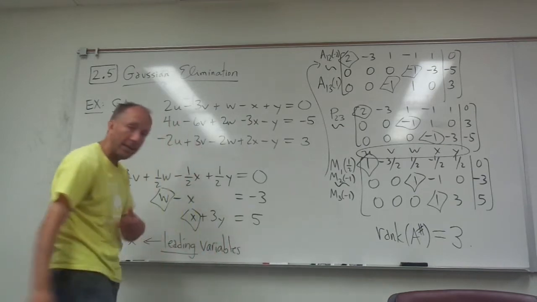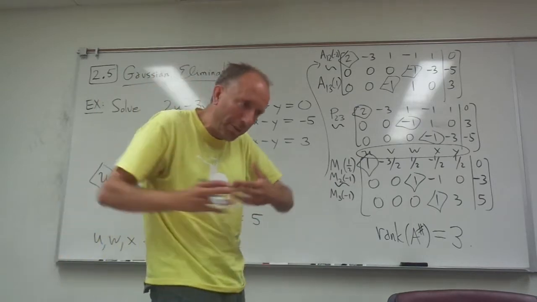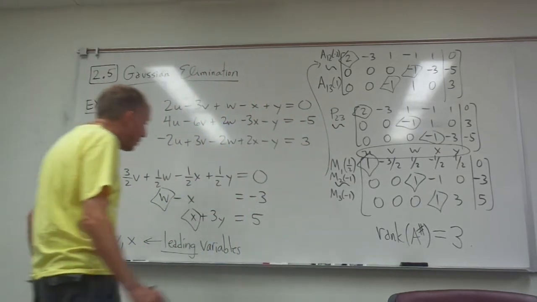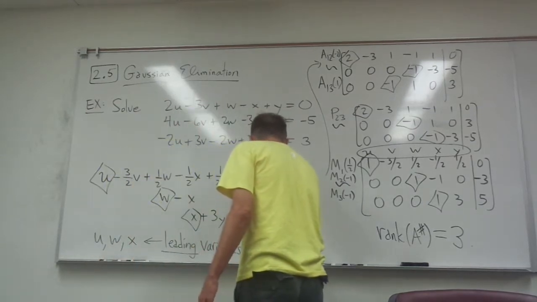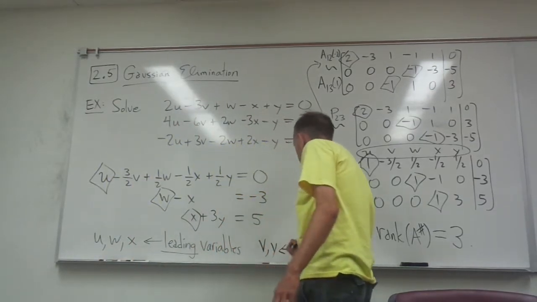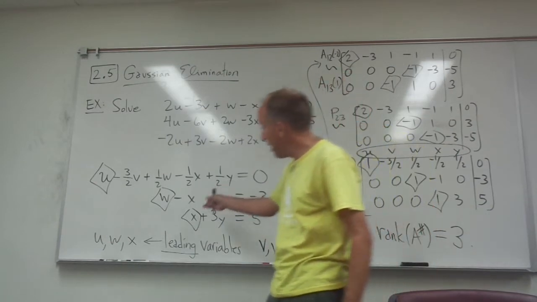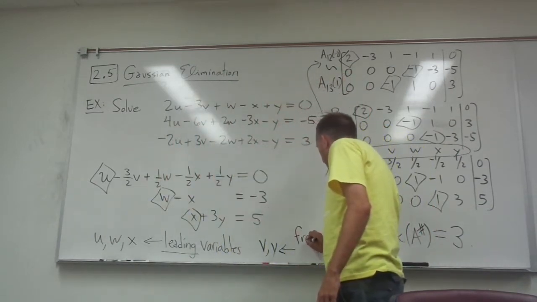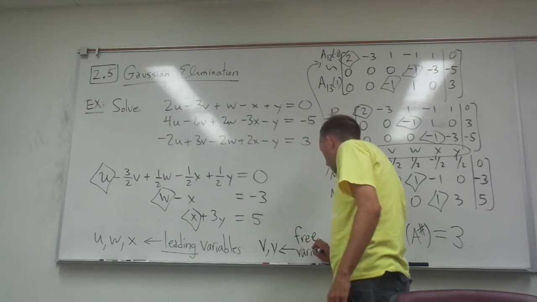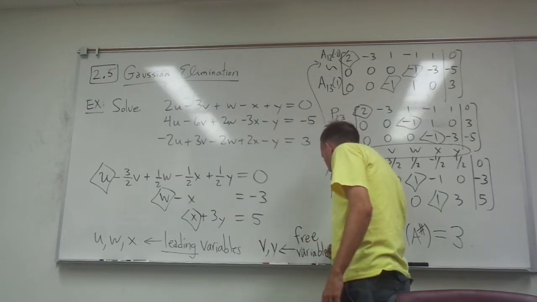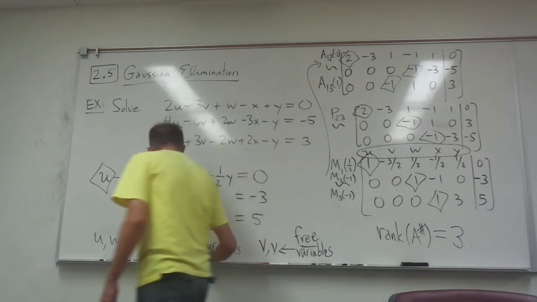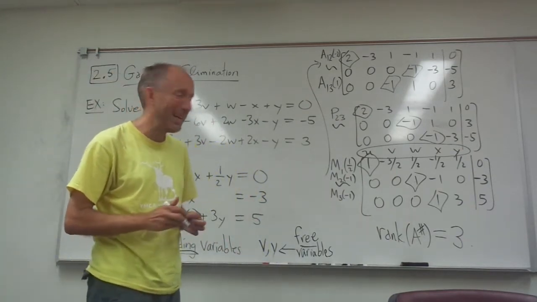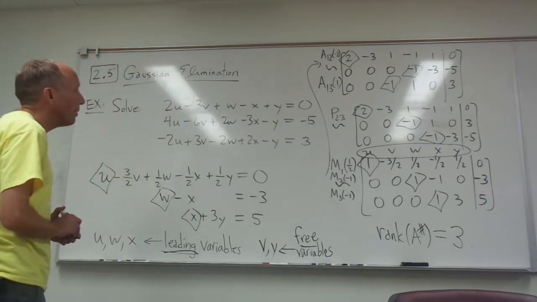They are leading the equation. They are the first variables in the equation that you're looking at there. The other variables, that would be v and y, that are not leading, they do not have pivots associated with them, those are called free variables. So we have leading variables and we have free variables. And every variable is one or the other, right? Every variable has to be one or the other.